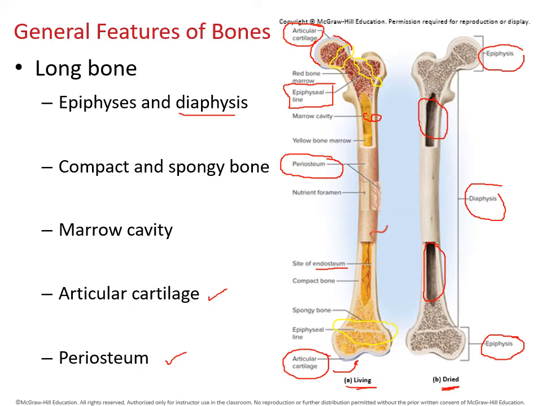I also want to quickly point out the difference between compact bone, nice and solid, and then right over here, spongy bone. So you can see the spongy bone has more like little air pockets, and that's of course because the bone tissue has not been organized at such a high level as with the compact bone.